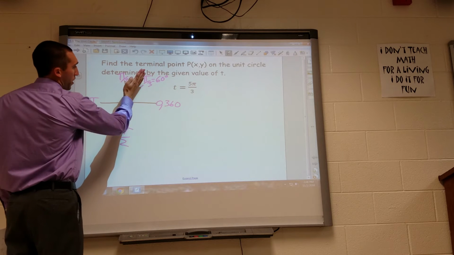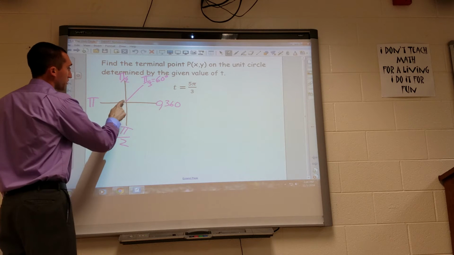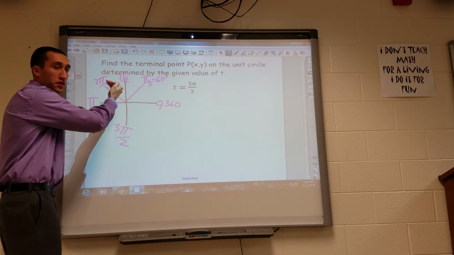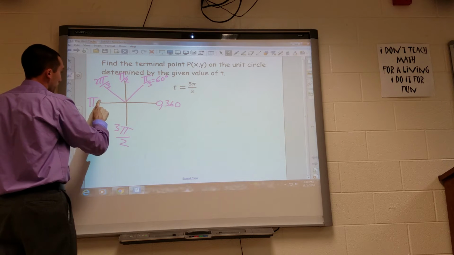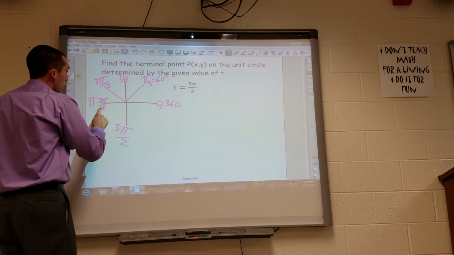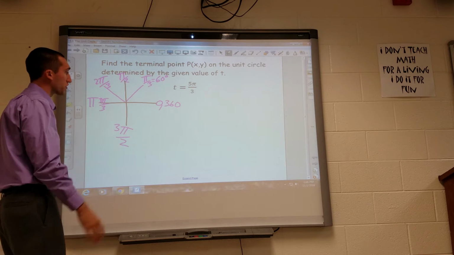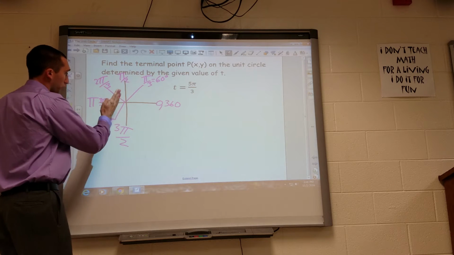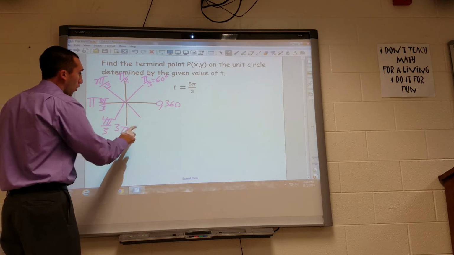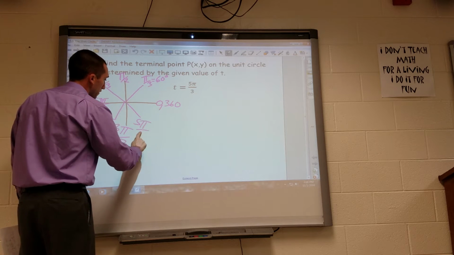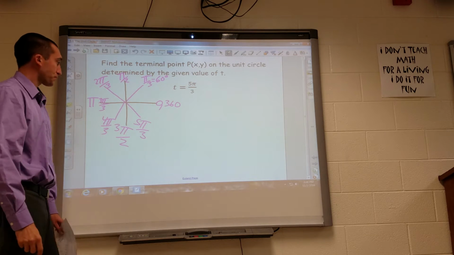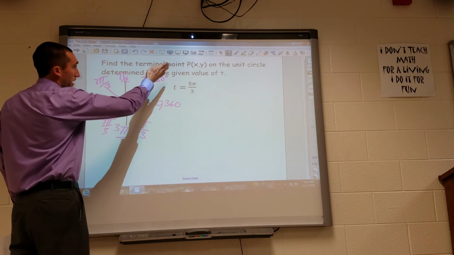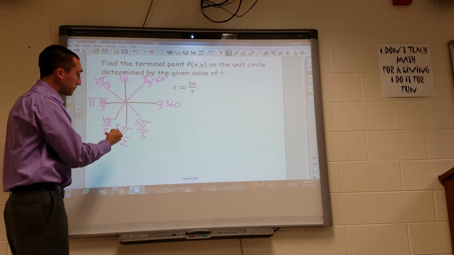So I've gone 1 pi over 3. That's 60 degrees. Then I go 2 pi over 3, 120 degrees. 3 pi over 3 would just be the same as pi, right? Because the 3's cross off. Then 4 pi over 3 is going to be in the third quadrant, and I have to go one more, 5 pi over 3. So I can see that my point is going to be in the fourth quadrant, right?